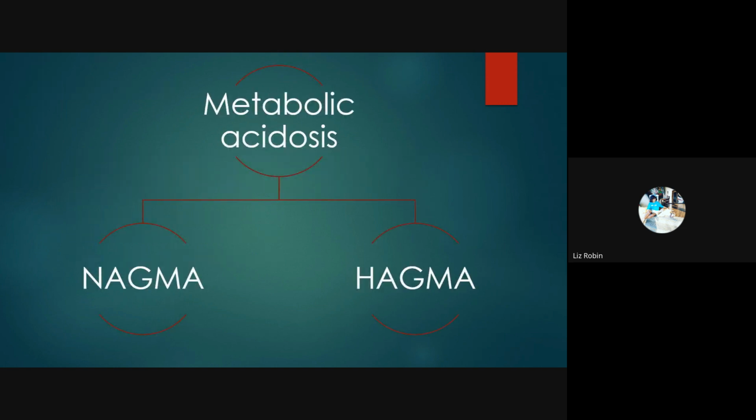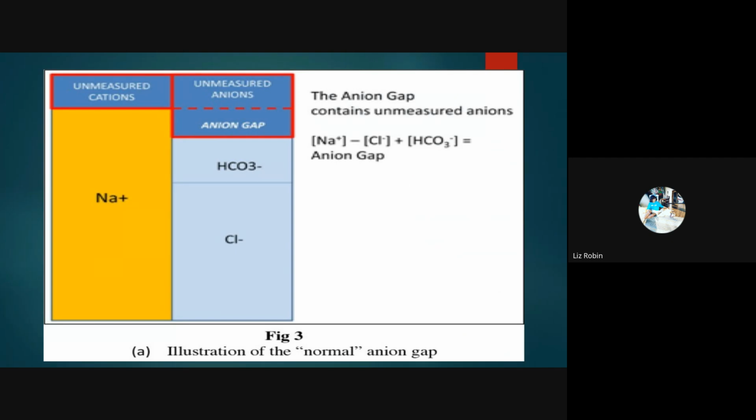So now we've identified that metabolic acidosis can be normal anion gap metabolic acidosis or high anion gap metabolic acidosis. So this is basically an image to show what a normal anion gap is. So in your body, there are something called measured and unmeasured cations and anions. If you see in the yellow column, you have sodium and the unmeasured cations. And in the blue one, you have chloride, bicarb, and the unmeasured anions. So this anion gap is nothing but the unmeasured anions that are present. So this is nothing but a normal anion gap.